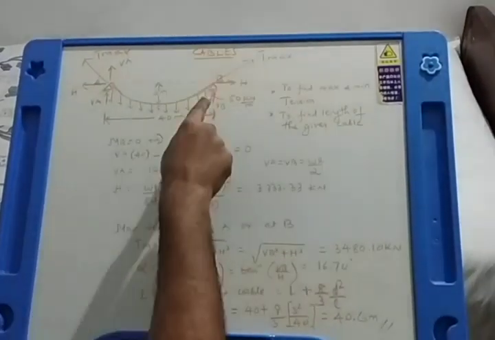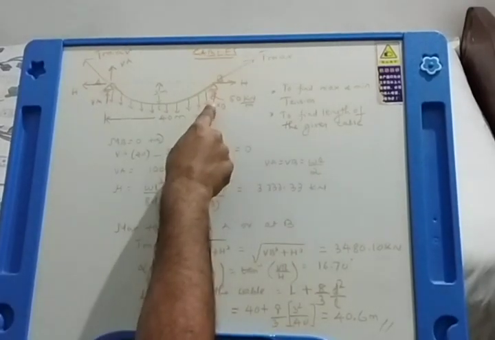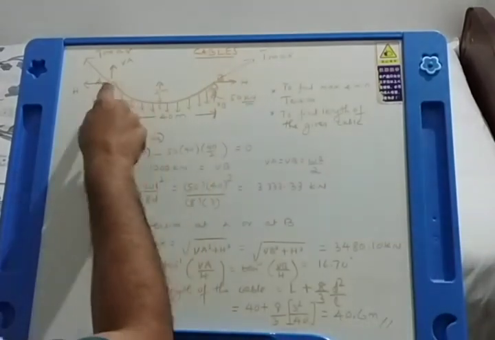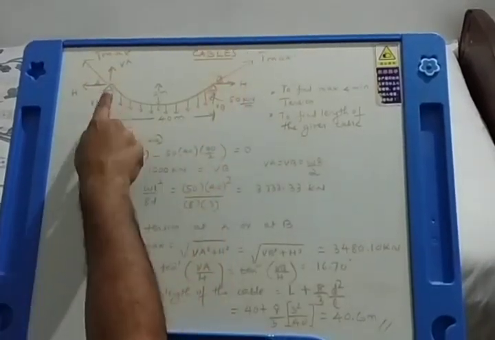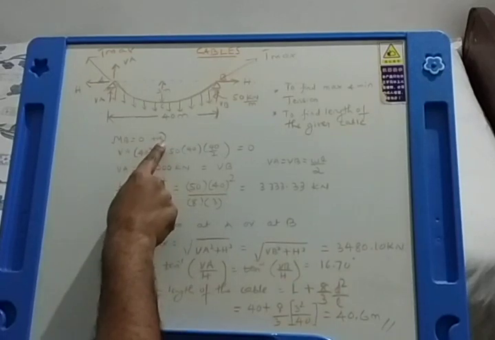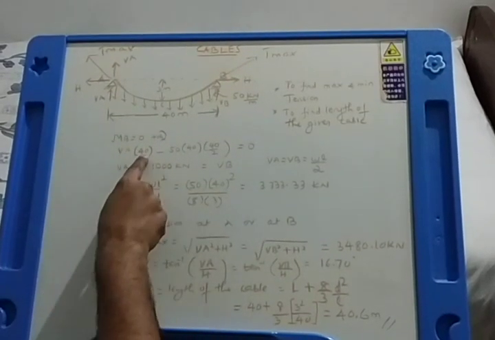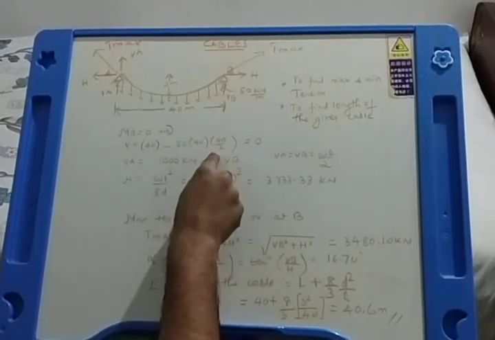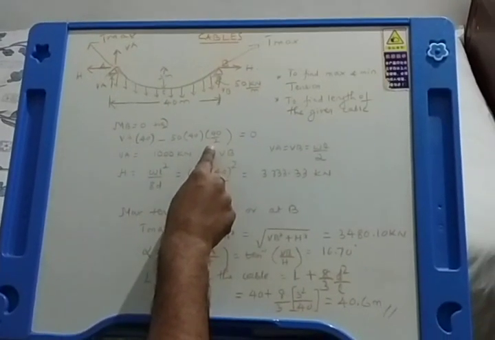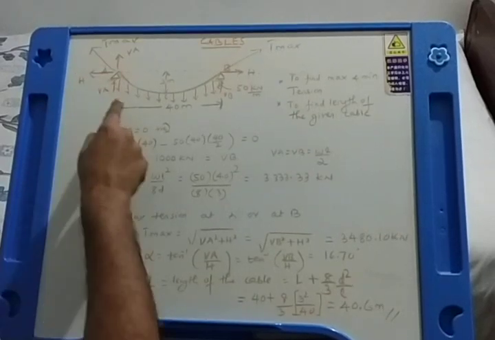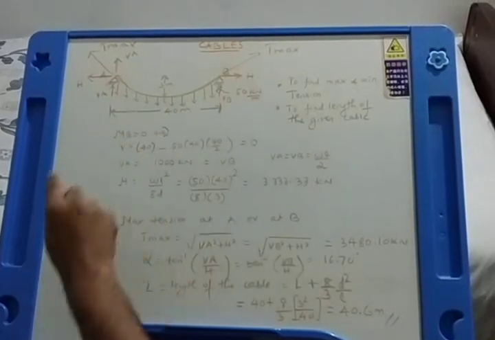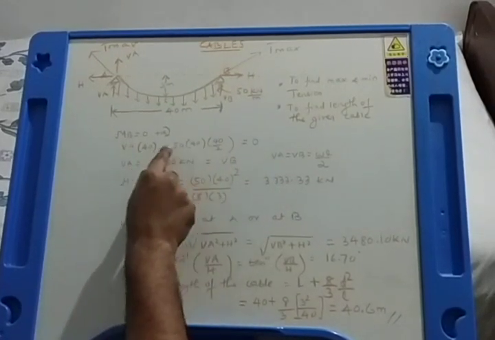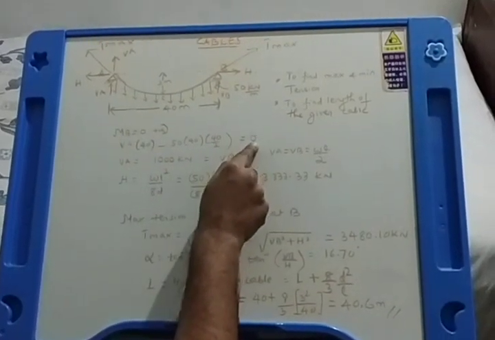So let's first write down the reactions VA and VB and the horizontal pull, which is acting away from the supports, as H. Let me take moment about B equal to 0 with clockwise positive. We can see VA into 40 clockwise minus 50 into 40 into 40 by 2 anti-clockwise. Only two forces, because the moment due to the horizontal pull and the moment due to VB will be 0 at B. That is why only two forces equal to 0. VA into 40 minus 50 into 40 into 40 by 2 equal to 0.